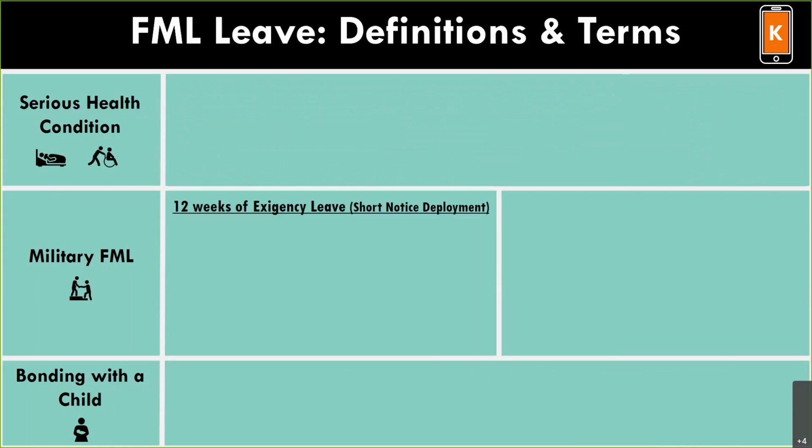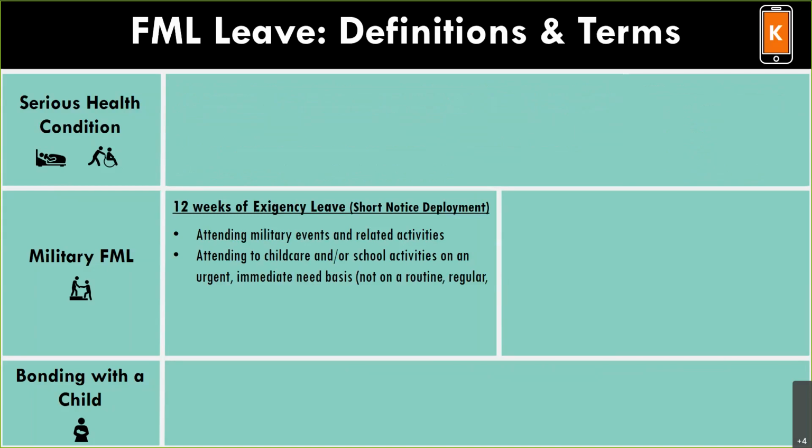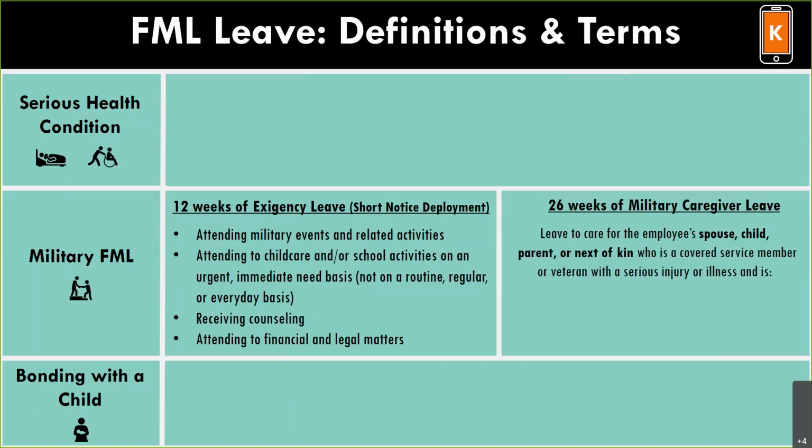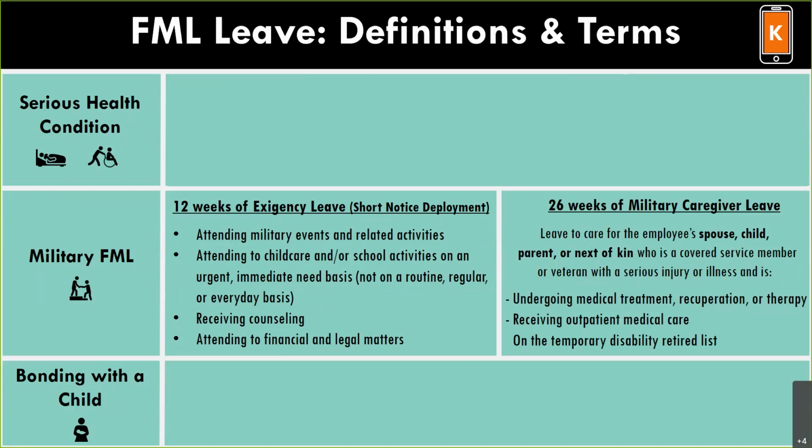So military FML is 12 weeks of exigency leave: short notice deployment, attending military events and related activities, attending to childcare and/or school activities on an urgent, immediate need basis, not on a routine, regular, or everyday basis, receiving counseling, and attending to financial and legal matters. They also get 26 weeks of military caregiver leave, which is leave to care for the employee's spouse, child, parent, or next of kin who is a covered service member or veteran with a serious injury or illness and is, one, undergoing medical treatment, recuperation, or therapy, or two, receiving outpatient medical care or on the temporary disability retirement list.